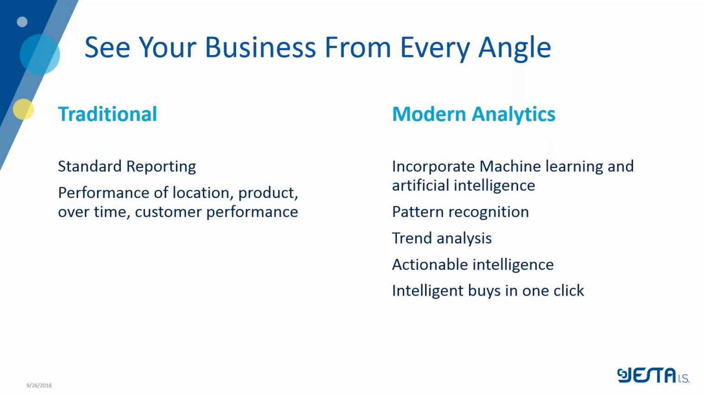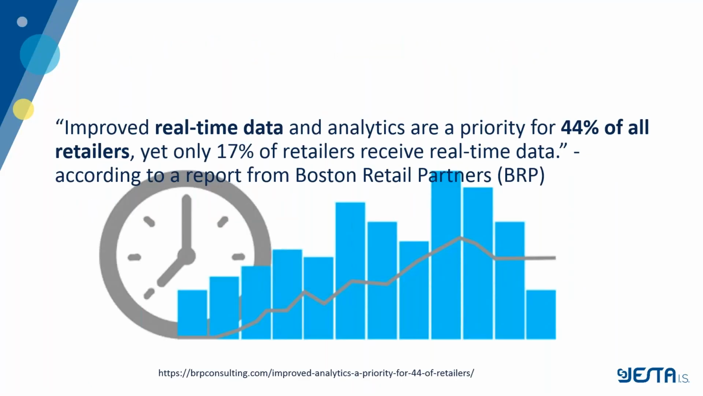But where the real ROI is going to come for the analytical and BI space is going to be modern analytics, incorporating machine learning and artificial intelligence. This is very new in the market space. It's only been spoken about for a couple of years, but it's already made tremendous traction, and the use cases are very, very wide. Pattern recognition, trend analysis, and by far one of the ones that I think is going to be absolutely critical is going to be actionable intelligence, reducing human error. Another great use case is going to be intelligent buys in one click.